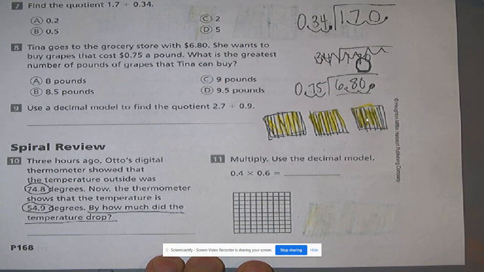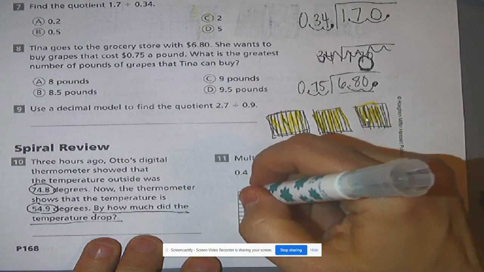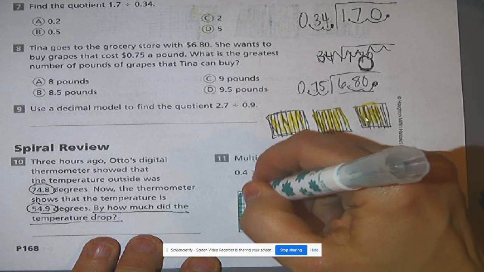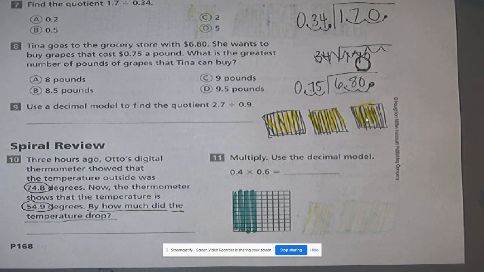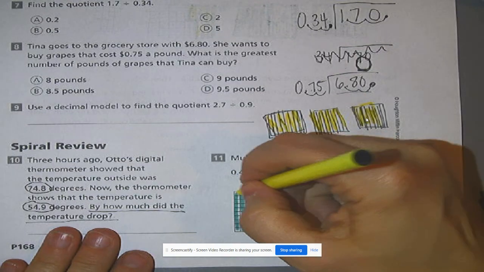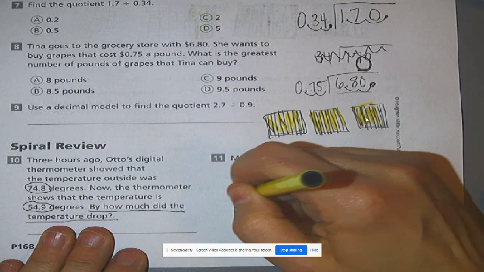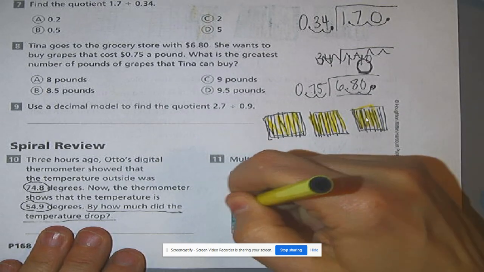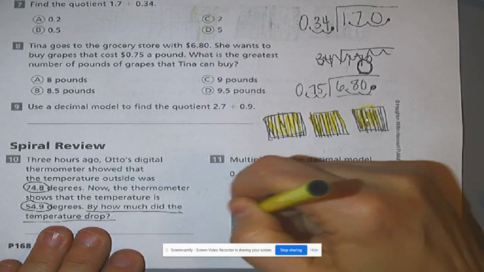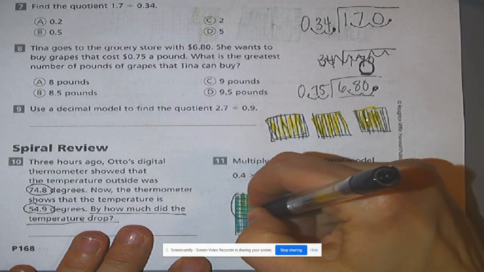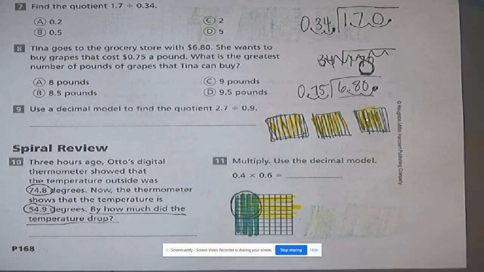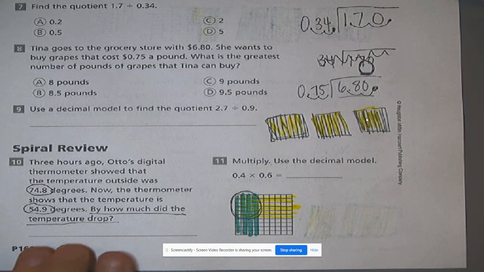Okay, and then number 11, multiply, use the decimal model. 4/10 times 6/10. Well, we've done this, guys. We've done it with math facts. So 4/10, 1, 2, 3, 4, times 6/10, 1, 2, 3, 4, 5, 6. And where does our answer come from? Right there, where both of them are shaded in. Okay, not too hard today.